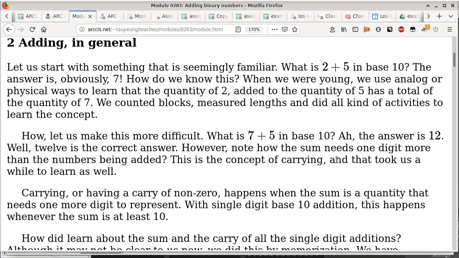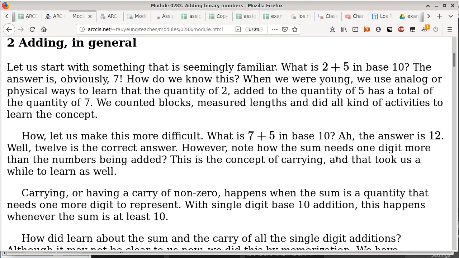Because you cannot do multi-digit addition until you understand what is the concept of a carry. So are we okay? Are we comfortable with base 10 addition and also the concept of a carry? Yes? Okay. So let me ask you just quickly, and you tell me what goes through in your mind when you come up with the answer.